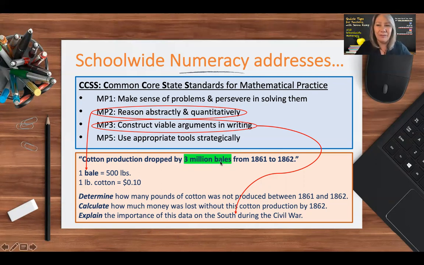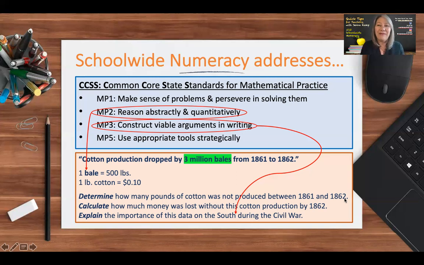But what's a bale? As a teacher, I can give some scholars some information and they can then make sense of this information by reasoning abstractly and quantitatively to better understand what really was happening. For example, a bale is 500 pounds. All right, so 3 million bales. You know what I could ask my scholars to do is to determine how many pounds of cotton was not produced between 1861 and 1862.